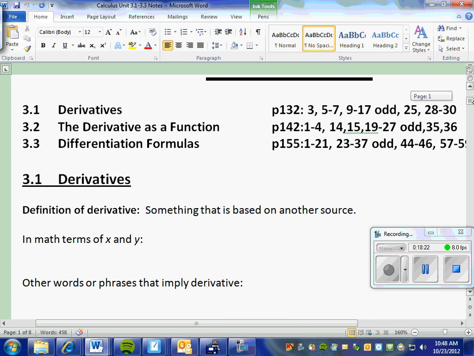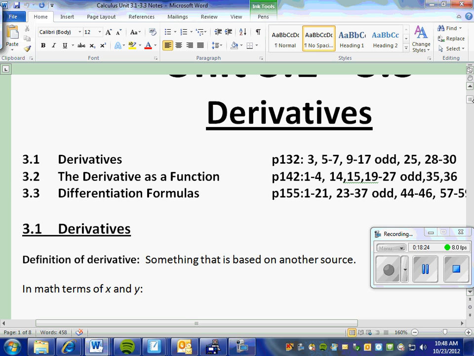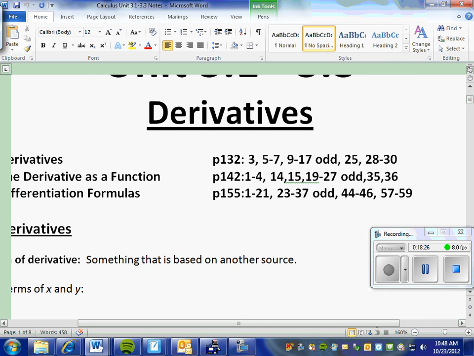Okay, here's your assignment. Section 3.2, page 142, numbers 1 through 4, 14, 15, 19 through 27, odd, and 35 through 36.